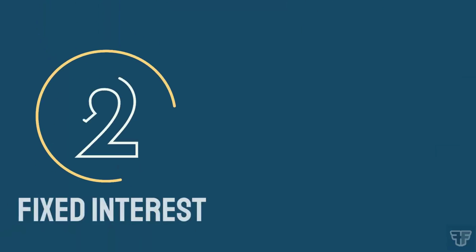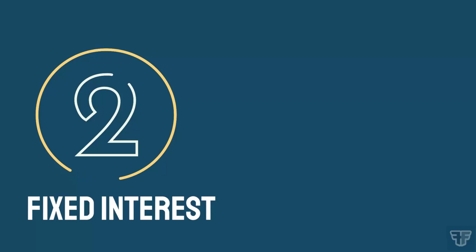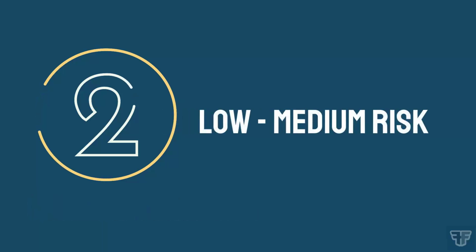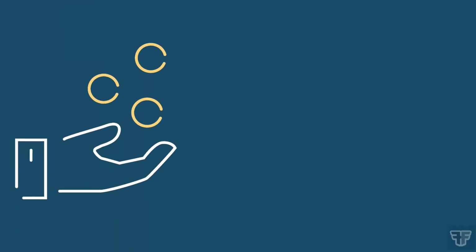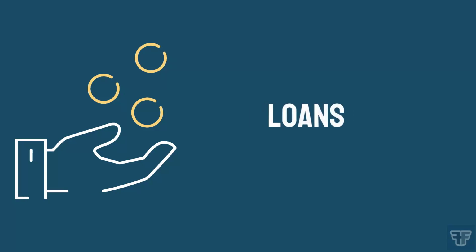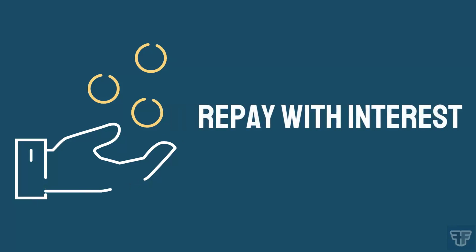The second asset class is fixed interest securities. Fixed interest investments are what we class as low to medium risk, and they include either loans to governments or loans to businesses. So when governments or organisations need to raise some money, they issue IOUs or take out loans, and in return they repay the capital back and an interest payment on top.